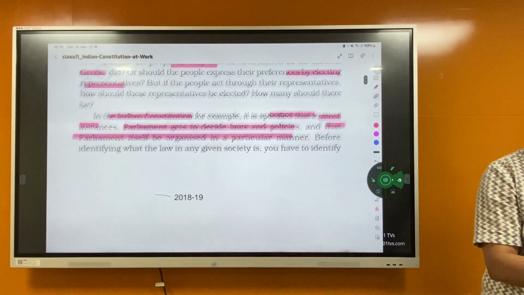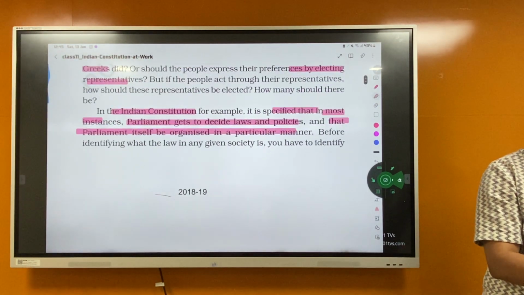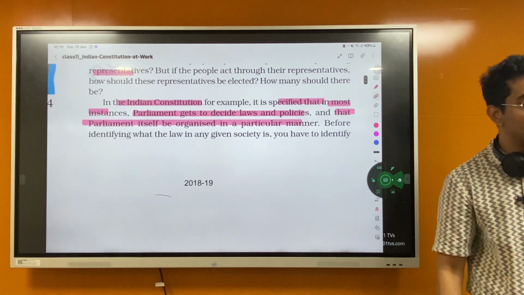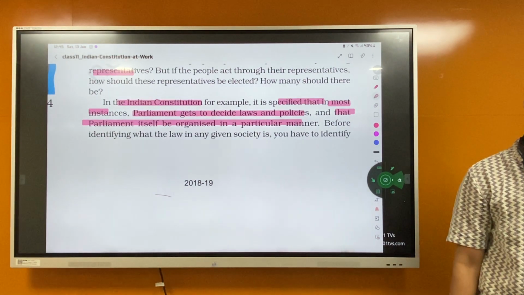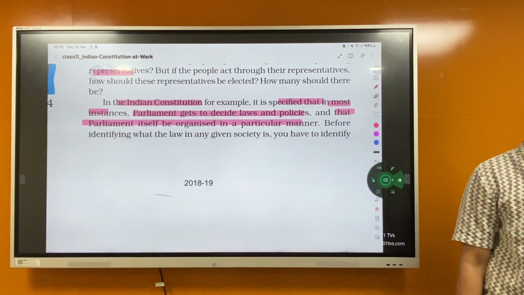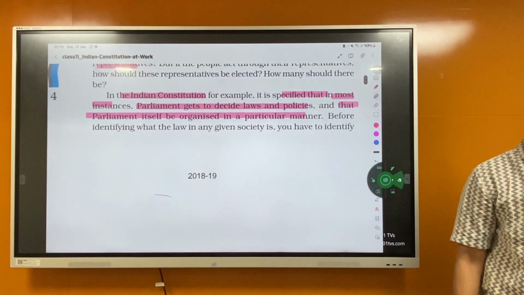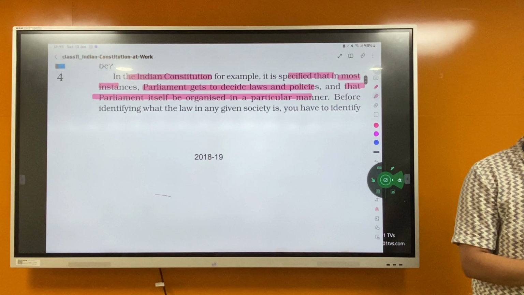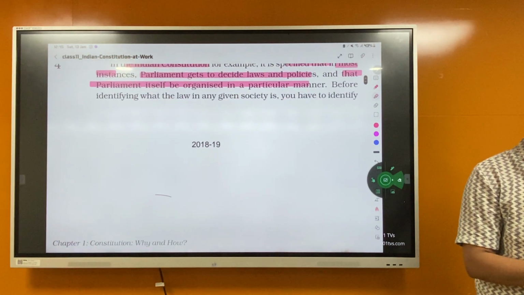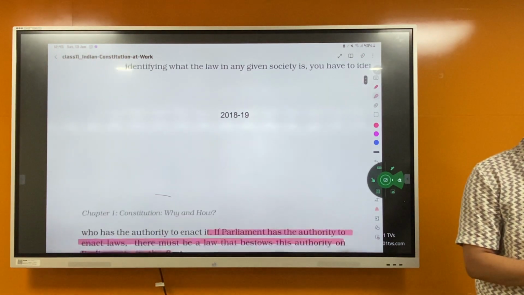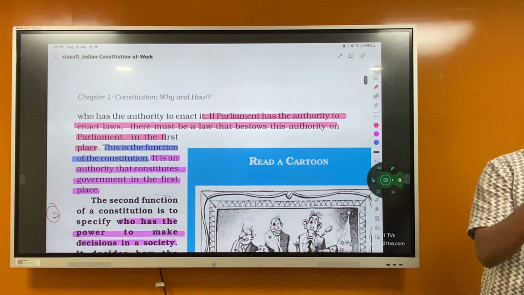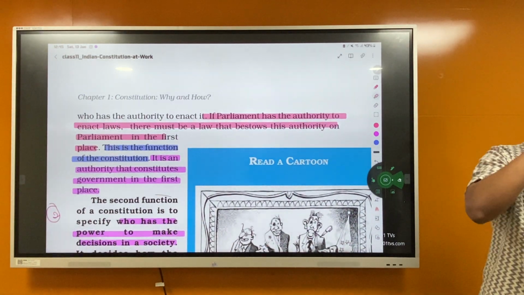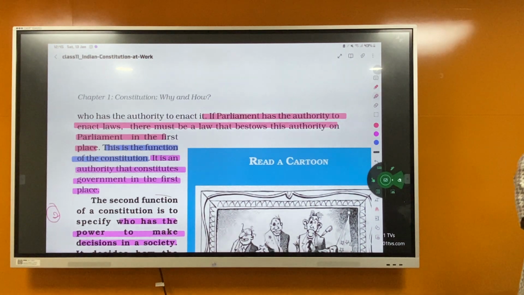In the Indian constitution, for example, it is specified that in most instances, parliament gets to decide laws and policies, and that parliament itself be organized in a particular manner. Before identifying what the law in any given society is, you have to identify who has the authority to enact it. Who is the one who will enact it? So in India, who is it? President.